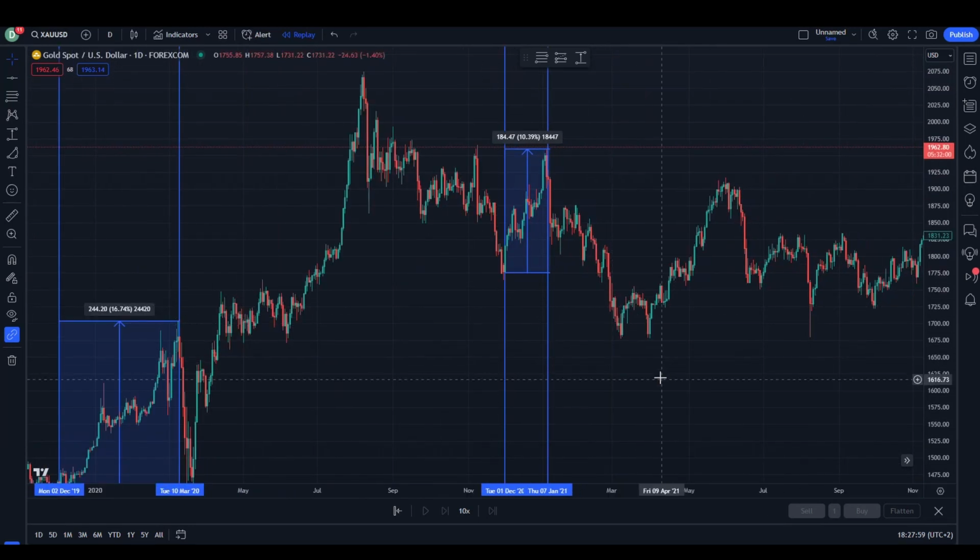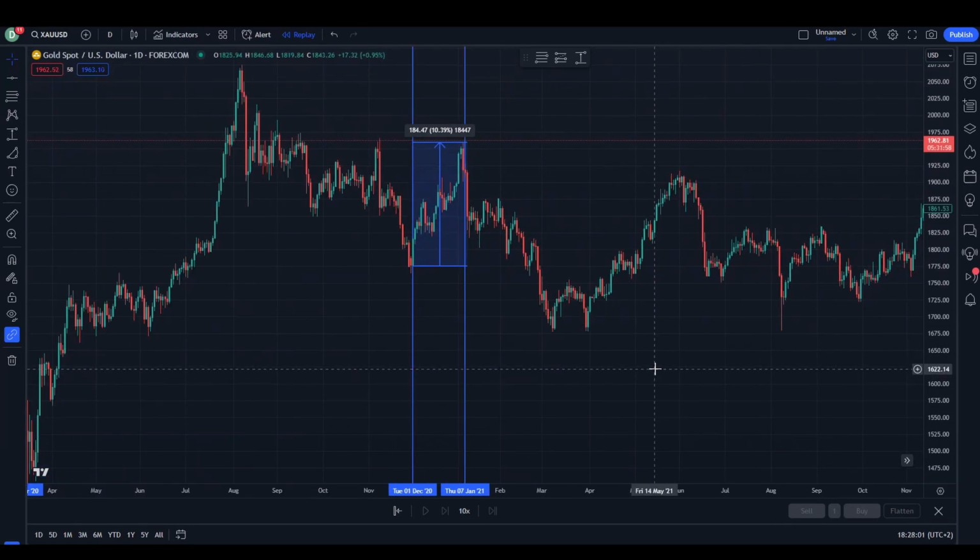2020-2021, $184 of an increase. This one was a very good increase, even though it's not the biggest. It happened in the shortest period of time, just a bit over a month, and again the price was moving straight up. The entry over here was perfect.